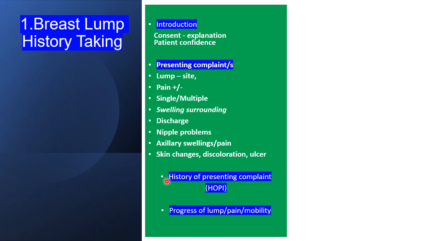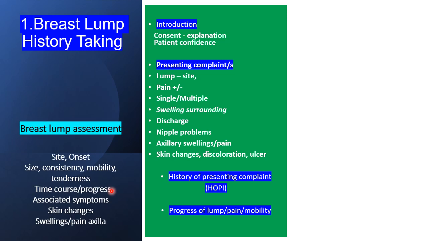So the next one is to get into the history of present illness. The most important thing is to ask for the progress of the lump, the size of the lump, is it increasing in size, sudden increase, is it associated with pain, and the mobility. These are all very important signs that you must ask the patient. So in summary, these are the things that you look for in the assessment of the breast lump history aspect.